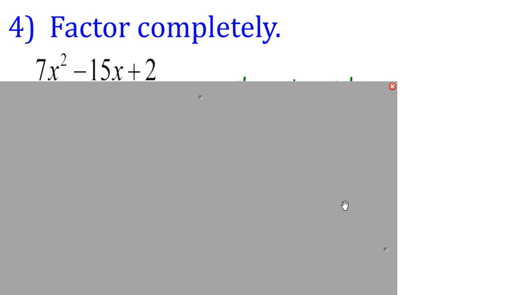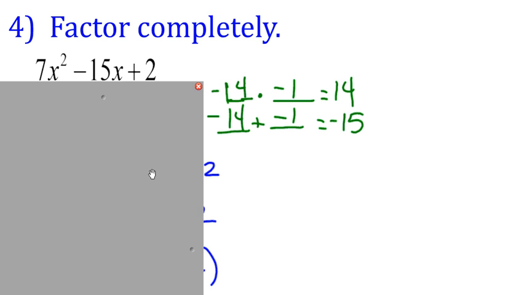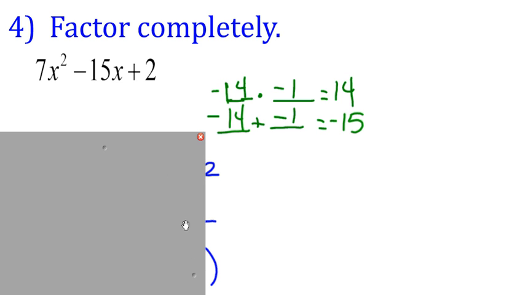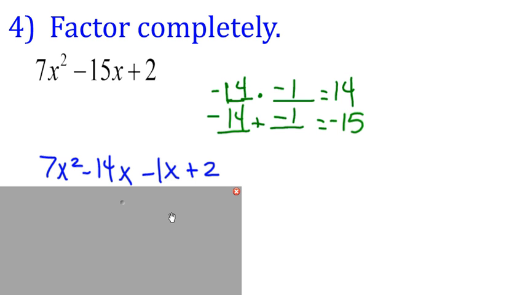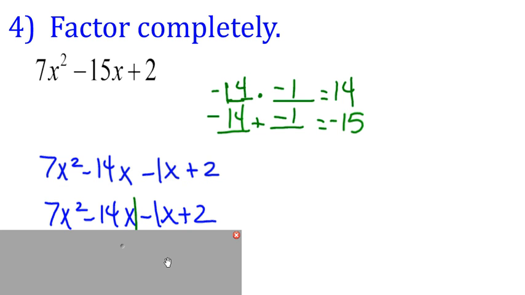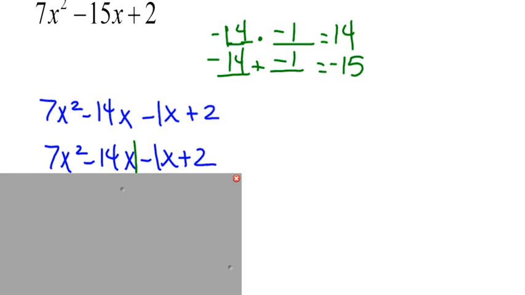So thinking of your factors for 14 that would meet both requirements, we can use a negative 14 and a negative 1. So again, we rewrite our polynomial with the 4 terms. 7x squared minus 14x minus 1x plus 2. Divide the 4 terms into pairs and divide out their greatest common factors.